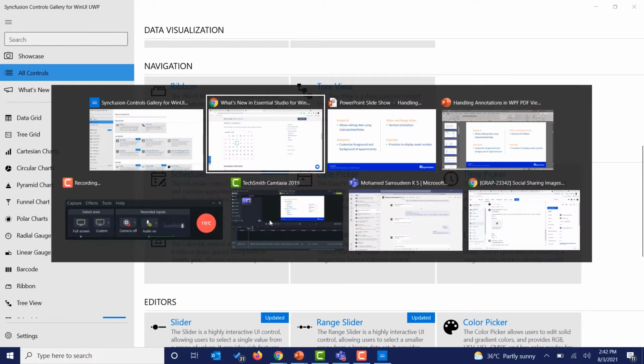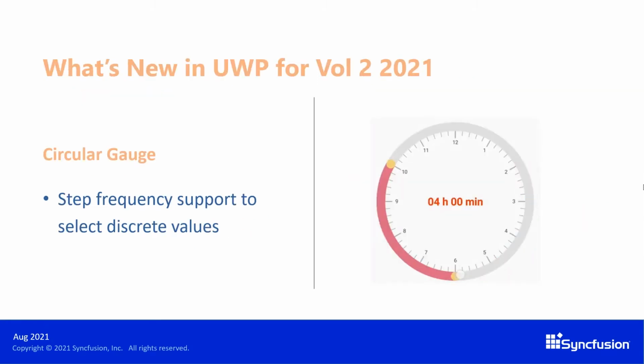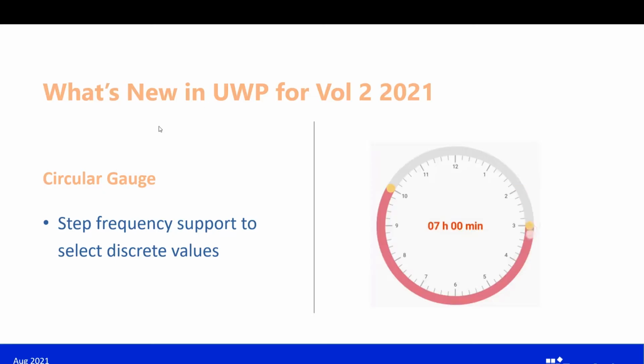So that is with this WinUI. In the UWP platform, in circular gauge, we have provided this step frequency support. This support prevents you from selecting intermediate values. You have to choose only the discrete values. For example, in this GIF image, you can choose the values 1, 2, 3, 4, 5, and you cannot choose a value in between like 1.5 or 2.3. Those values are prohibited from being chosen.